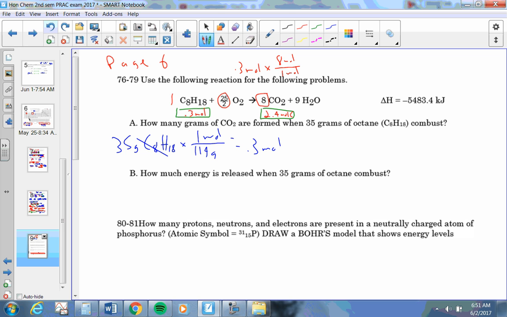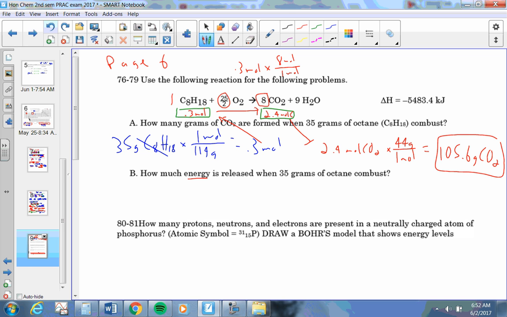So how much does 2.4 moles of CO2 weigh? I put that there. Use that to find this. 2.4 moles of CO2. Let's see, 1 mole weighs 32 plus 12 is 44 grams. We should get about 105.6 grams CO2, theoretically.